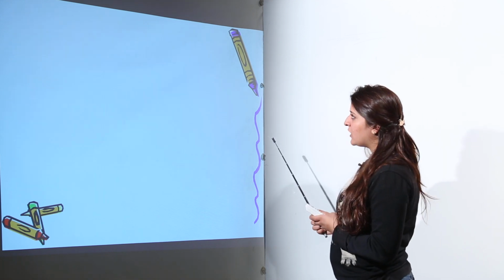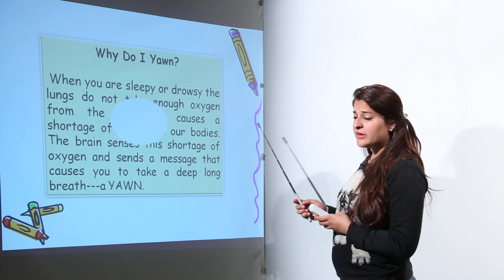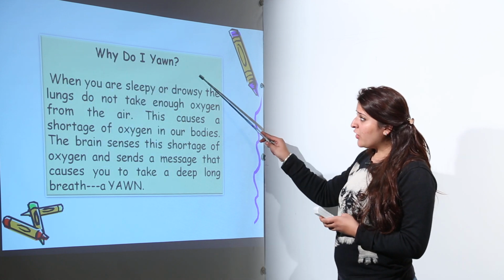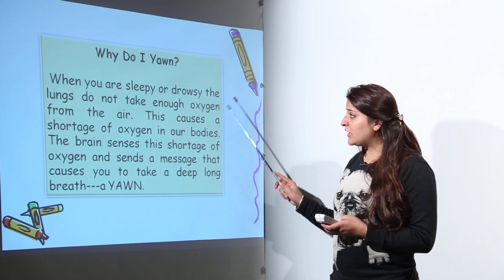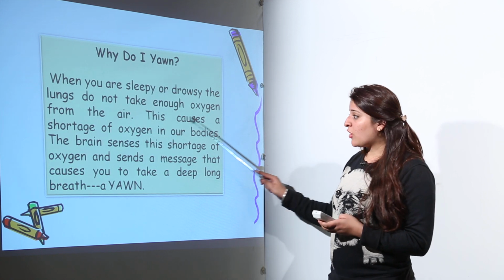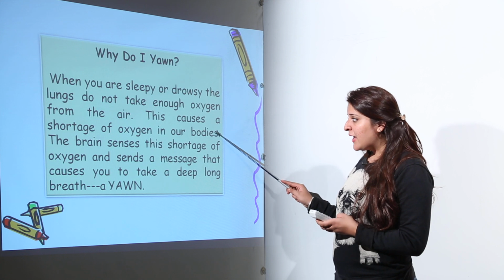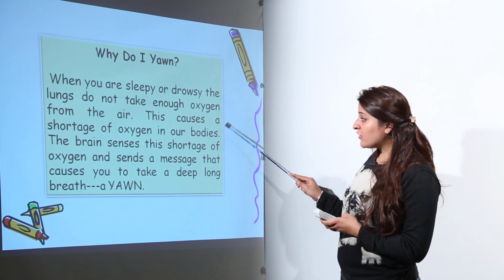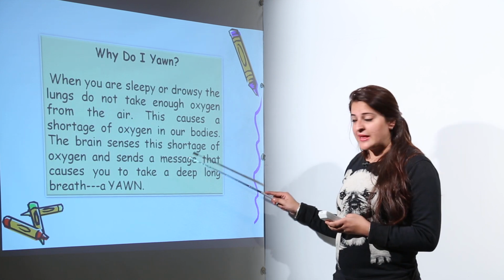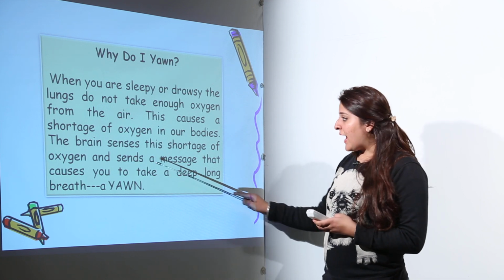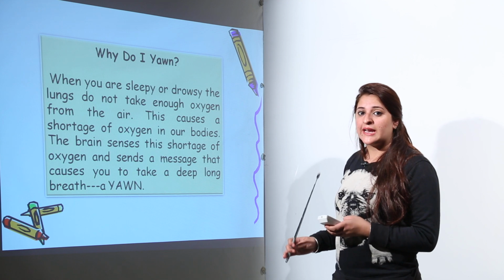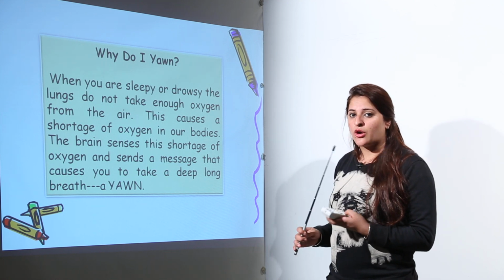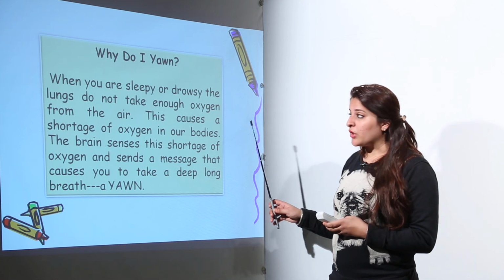Now the reason why we yawn when we are sleepy or drowsy: what happens is our lungs are not able to take enough oxygen from the air. So this causes a shortage of oxygen in our bodies, and once there is a shortage of oxygen in our body, the brain senses this shortage and sends a message that causes us to take a deep breath, and this deep breath is known as a yawn or yawning. So this is why people yawn.